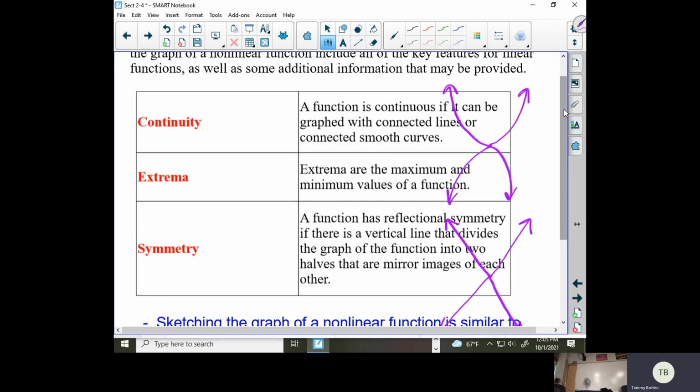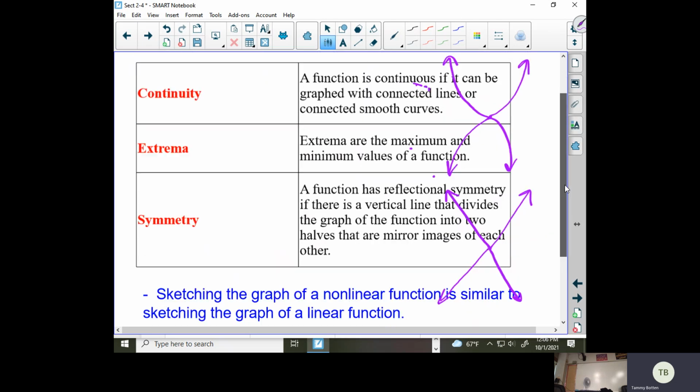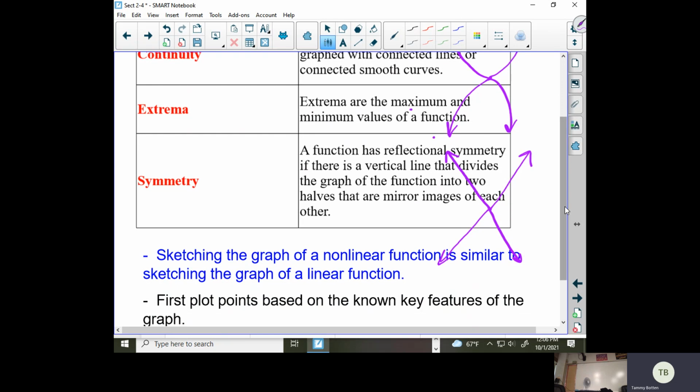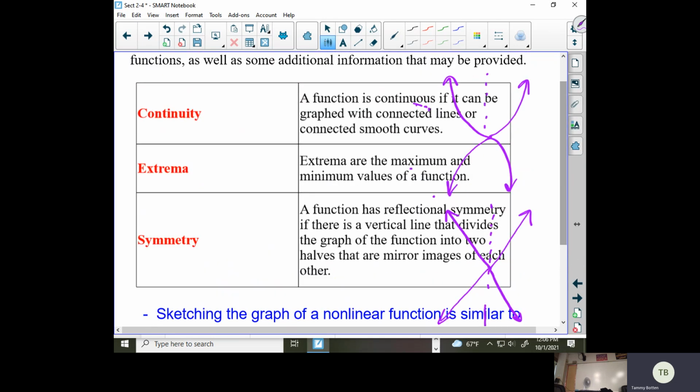So what they could tell you here, if they tell you it's continuous, that just means that it's going to have a smooth curve. There's going to be a curve through it. They might tell you a maximum value or a minimum value of the function. And then they also may tell you that something has reflectional symmetry, and this would be reflectional symmetry, that would be reflectional symmetry, okay?